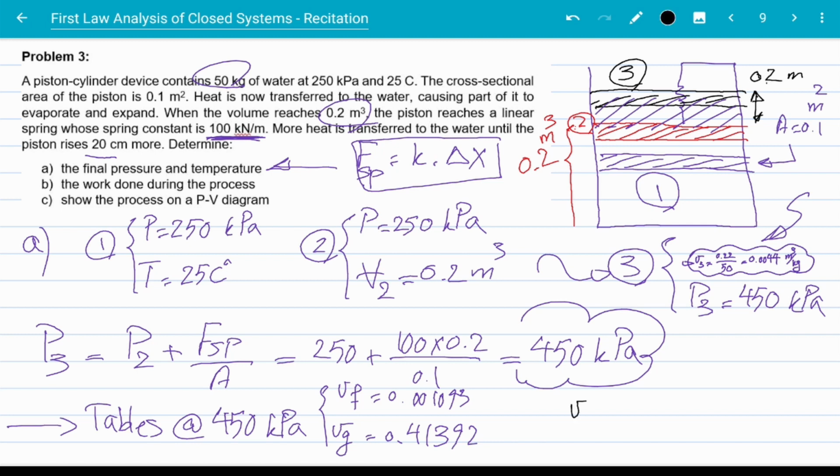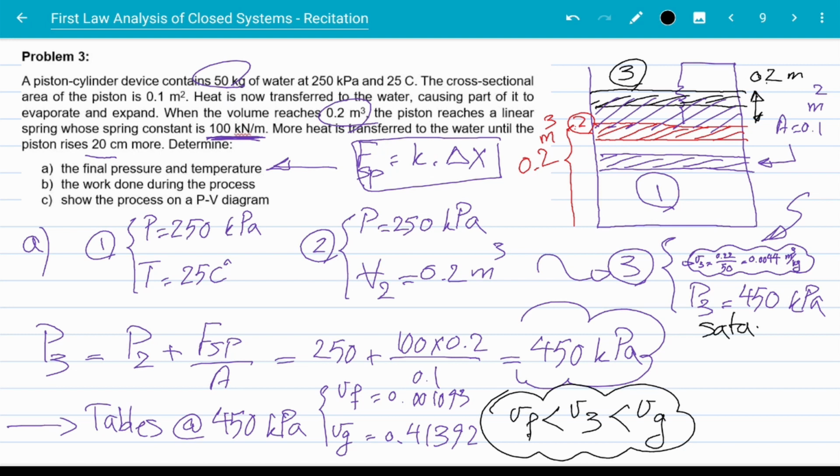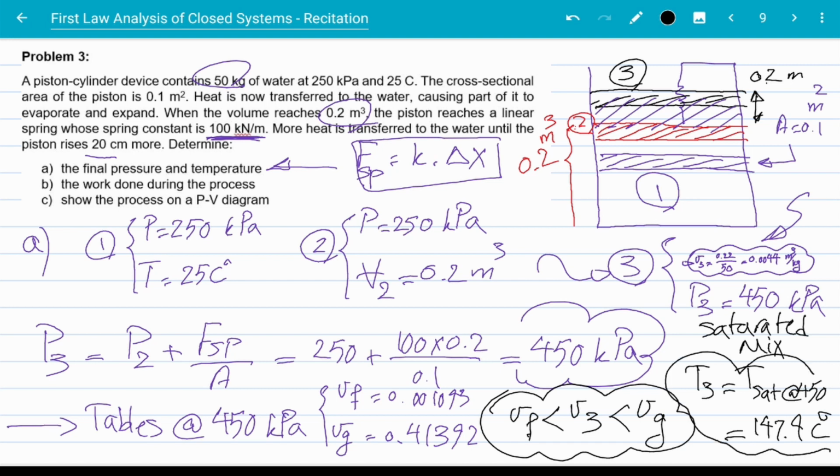Now, our specific volume is larger than the specific volume of saturated liquid, but smaller than the saturated vapor, right? So what does it mean? It means that at state 3, we are dealing with a saturated mixture. When we are in the saturated mixture, temperature is a function of pressure. So the final temperature, T3, is the saturation temperature of 450 kilopascals. And if you check the tables, it will be 147.9 degrees Celsius.